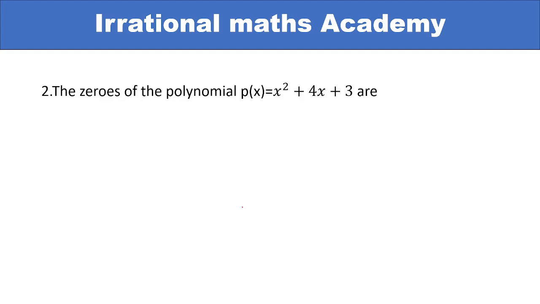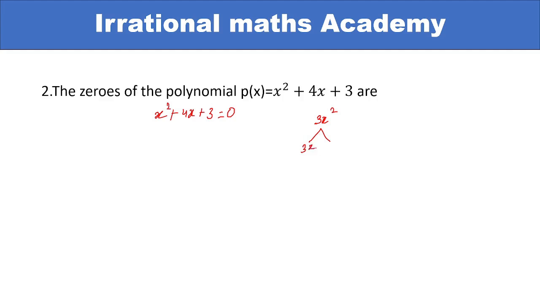Next question. The zeros of the polynomial are. So here they are asking us to find out the zeros of the polynomial. For that purpose, we need to equate this to 0. So x square plus 4x plus 3, equate it to 0. Use the splitting method. So first term and last term if I multiply, I'll get 3x square. Now I need two terms such that if I multiply, I should get 3x square, and if I add, I should get 4x.